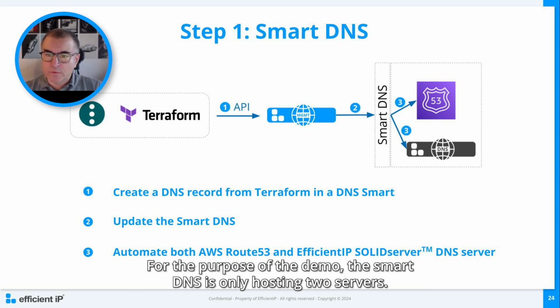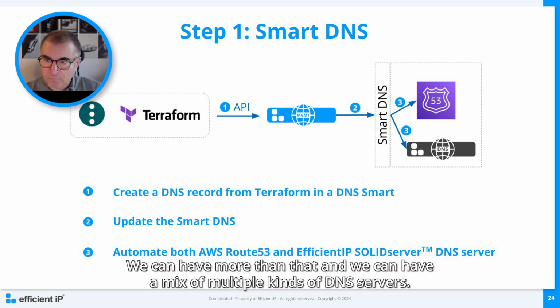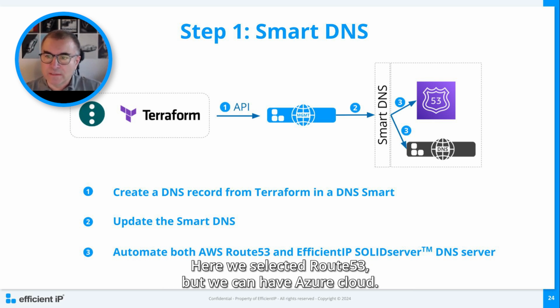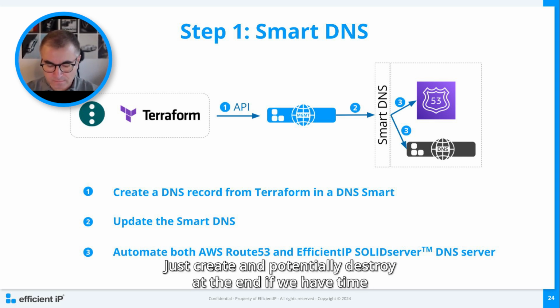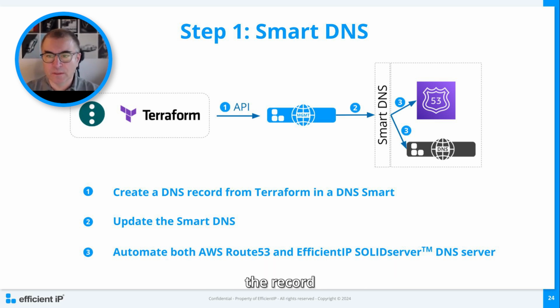For the purpose of the demo, the Smart DNS is only hosting two servers. We can have more than that, and we can have a mix of multiple kinds of DNS server here. We selected Route 53, but we can have Azure Cloud, Microsoft DNS, a lot of things. So this is step one: just create, and potentially destroy at the end if we have time, the record in the Smart.